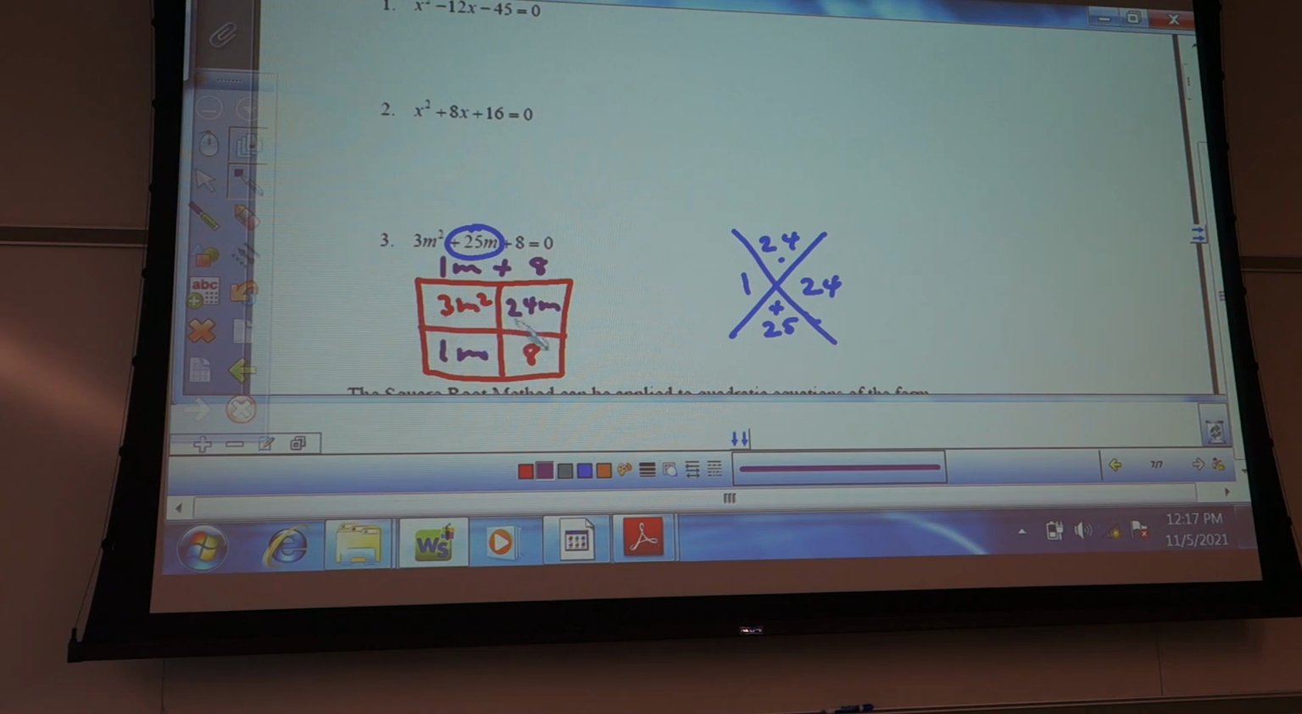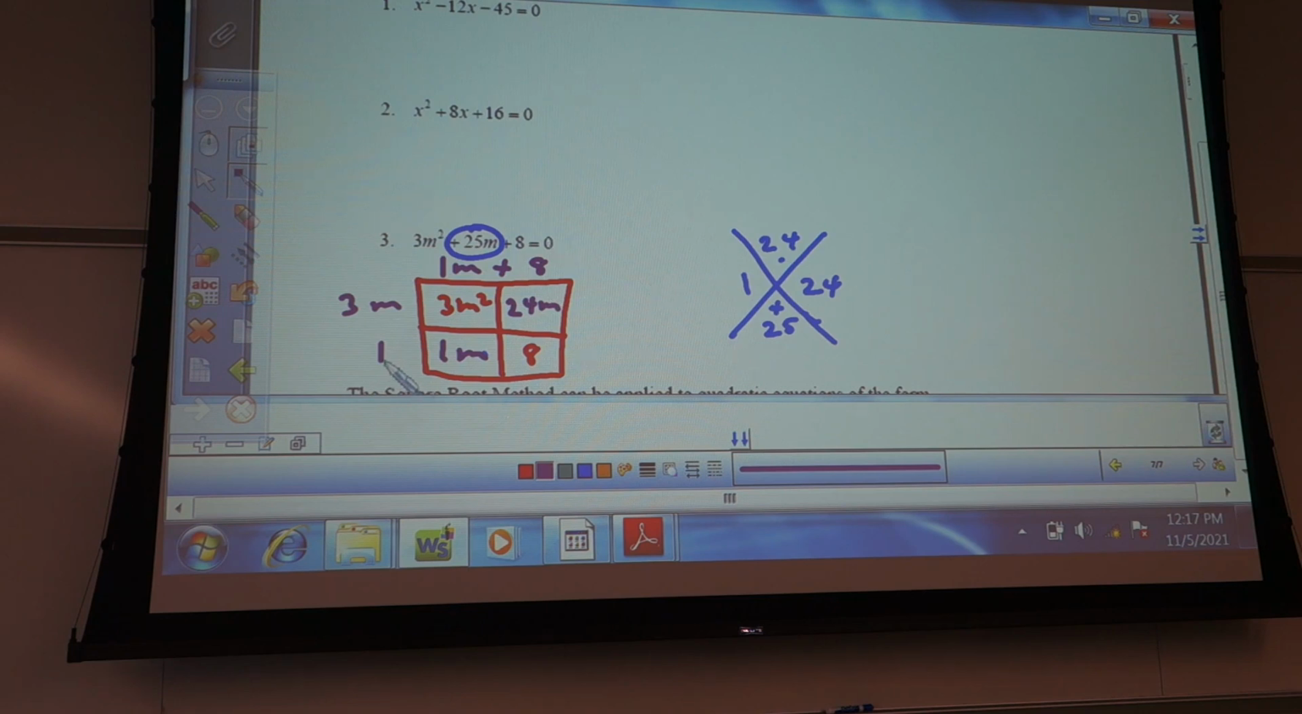What do they have in common? So 3 and 24, they have a 3 in common. And m squared and m, they have an m in common. And then what can you pull out of 1m and 8? They have nothing in common. So they always have 1 in common. So you pull out a 1. Perfect. And then you're done.